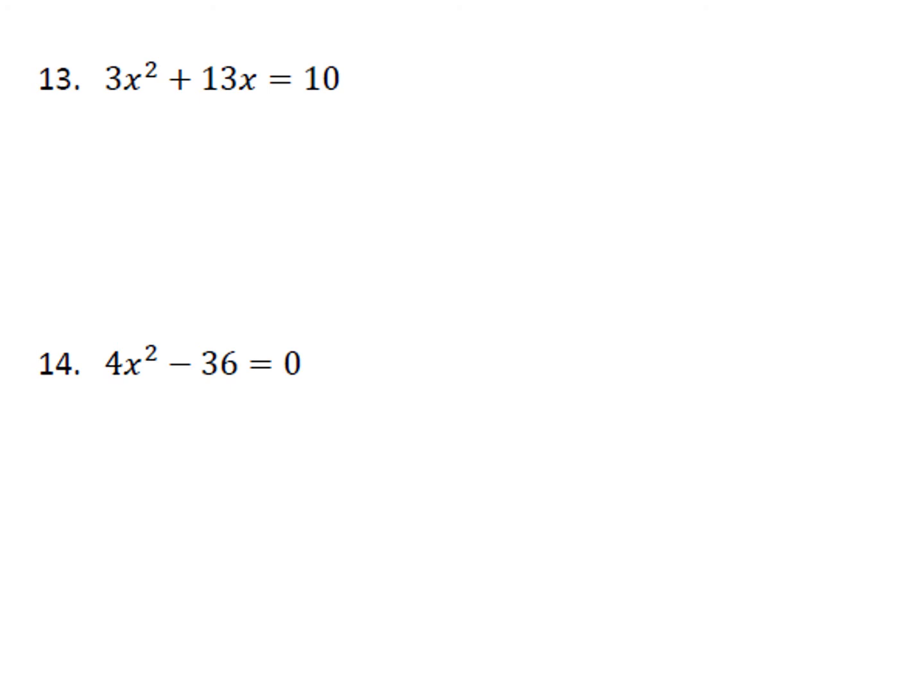So when we look at number 13, 3x squared plus 13x equals 10. If you recall, we are supposed to make sure that the equation equals 0 before we start. So in order to do that, I need to subtract 10 from both sides. So I have 3x squared plus 13x and then minus 10. Again, we do not have any like terms. We do not have a GCF. So I'm ready to draw my block.